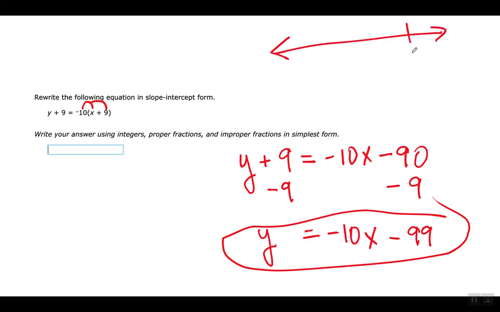Because on a number line, here's negative 90. If I subtract 9, I'm going 9 numbers to the left. And it would be negative 99.